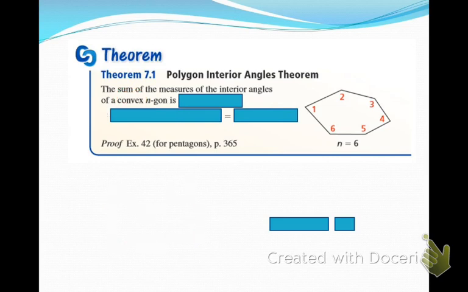But the formula is n minus 2 times 180. What does the letter n represent? The number of sides. So here it's 6. So you'd plug in 6 minus 2. Where did they get that minus 2 from? The ones right next to it. Why do you subtract 2?